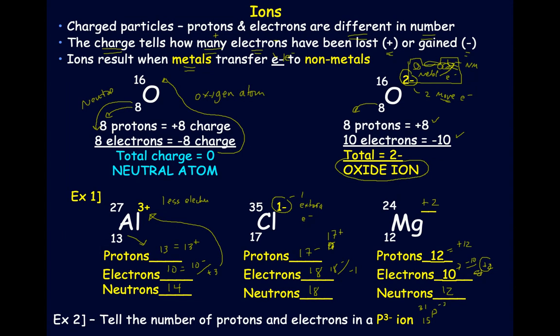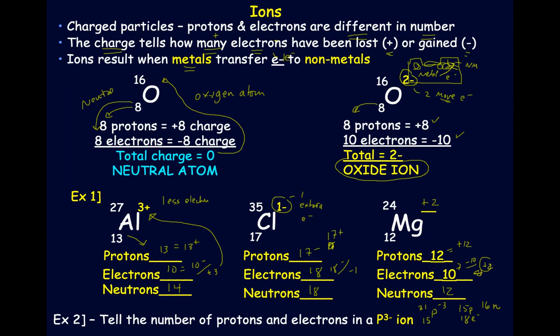Now we have the information that we need, and we said we have a -3 charge. So I'm going to say 15 protons. We'll say 3 more electrons would be 18 electrons. And of course, 31 minus 15 would be 16 neutrons, if they ask you, but they only ask you protons and electrons.